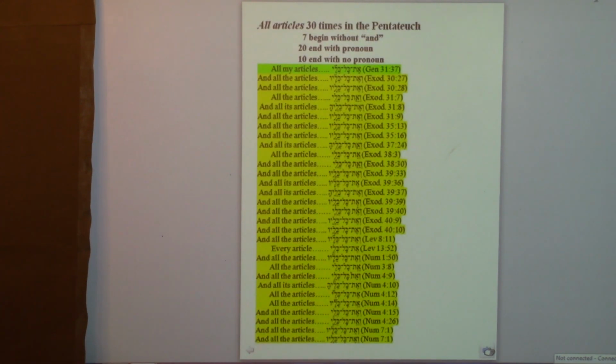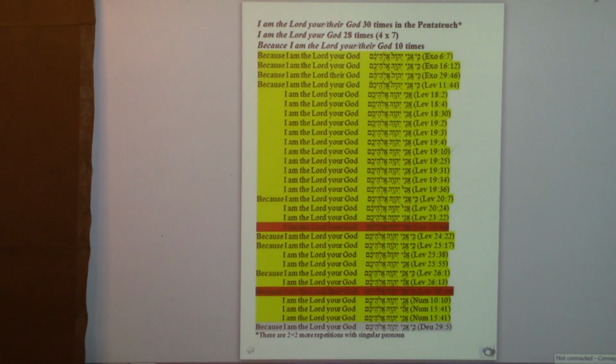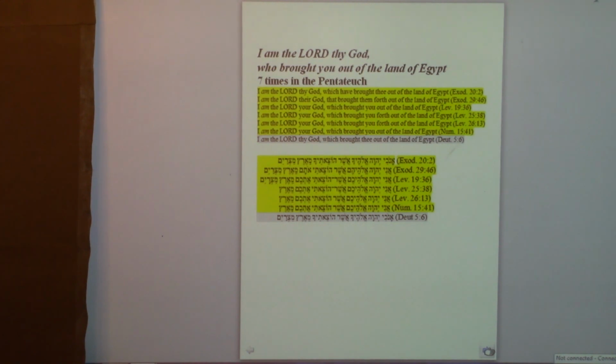Here it is again. All articles, 30 times in the Pentateuch. 7 begin without "and," 20 end with pronoun, 10 end with no pronoun. "I am the Lord," 80 times in the Pentateuch. "I am the Lord, their God," 30 times in the Pentateuch. "I am the Lord, your God," 28 times. 4 times 7 is quadrupled heptadic. "Because I am the Lord, their God," 10 times in the Pentateuch. "I am the Lord thy God who brought you out of the land of Egypt," 7 times. Of course, the last one is supposedly written by the Deuteronomist.